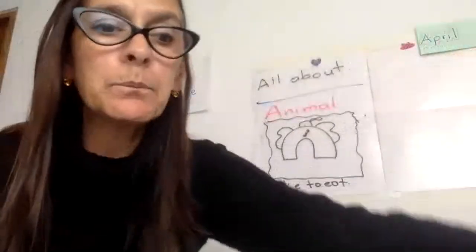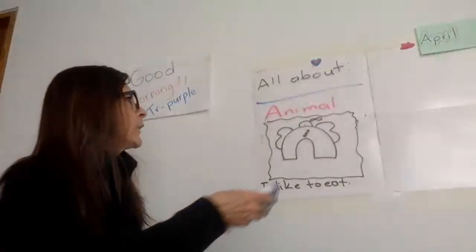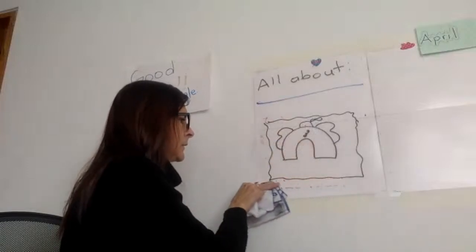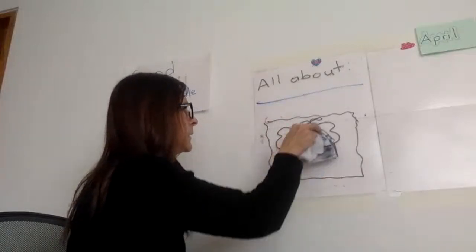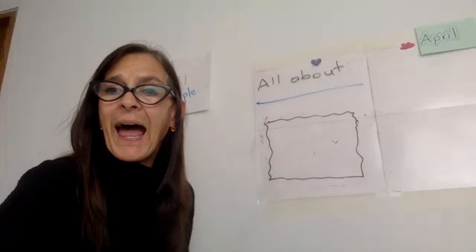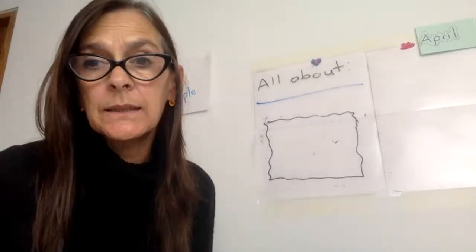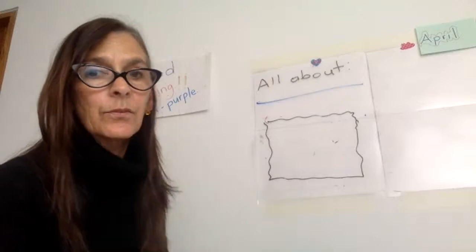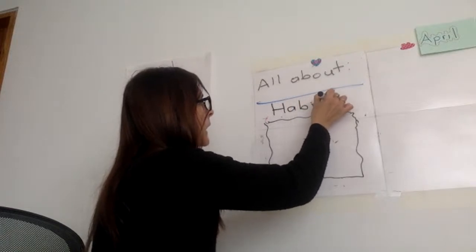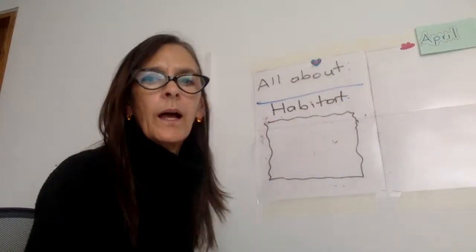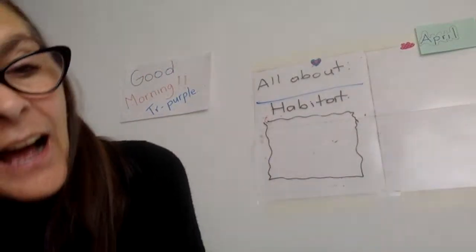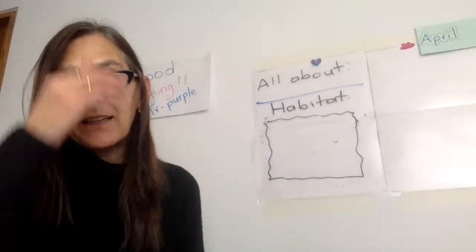So in the next box, we are going to talk about the habitat. Habitat is the place where they live. The habitat. So my elephant lives in the savannah. Yes, they live in the savannah.